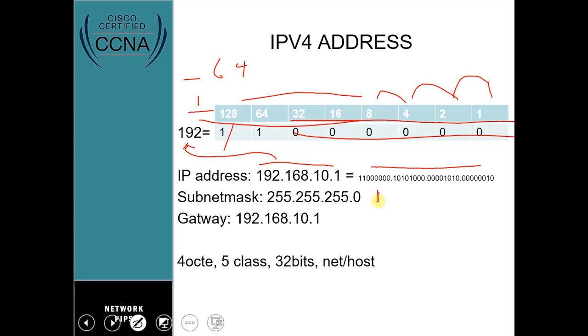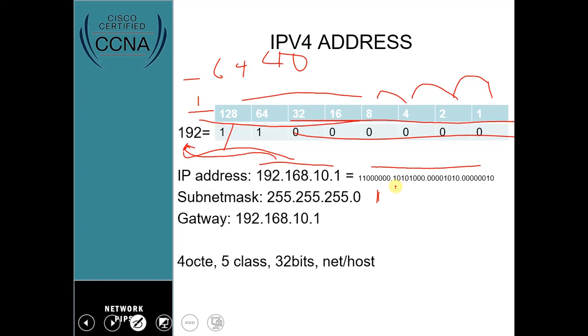So if I'm to do the same thing for 168, I'm going to look at the highest value on my table that can be subtracted from 168 without giving me a negative value. What's the highest value? 128. If 128 goes in, it's going to give me a remainder of 40. So I'm going to add 1 over here. So can 64 go into 40? No, it's going to give me a negative value.